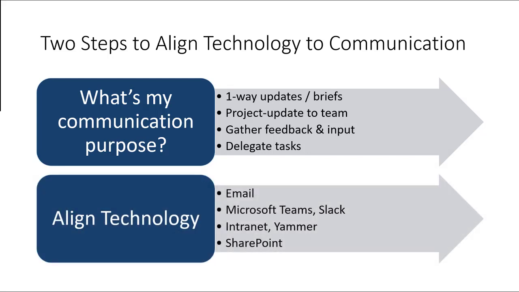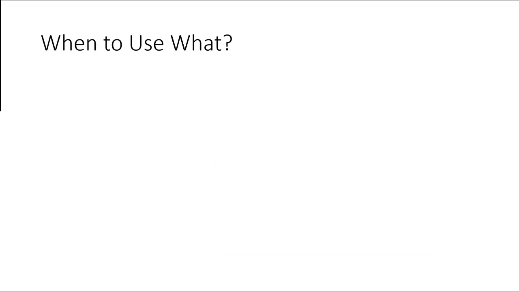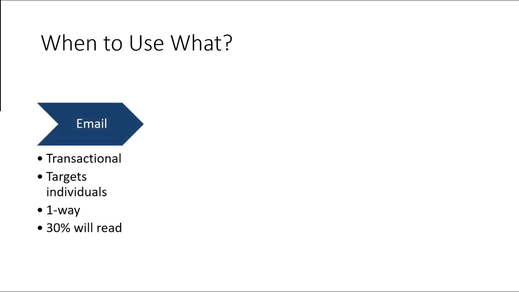So when we think about email, we want to think of this as really a transactional, targeted way of communicating to a specific group of people that's really one way. We can't control when or if they will ever respond. And also remember that only about 30% of people will read your entire email. We're now starting to see organizations move away from emails, reserving external communications for email and moving all internal communications to tools like Teams or Slack.